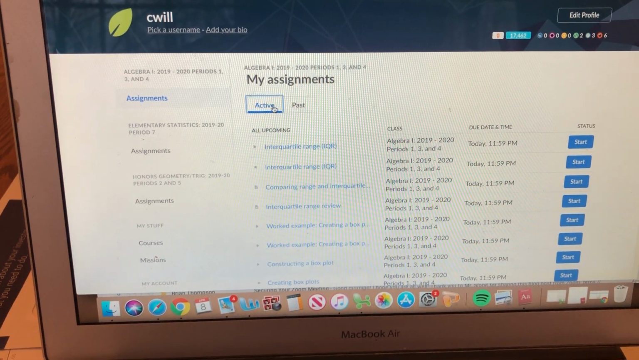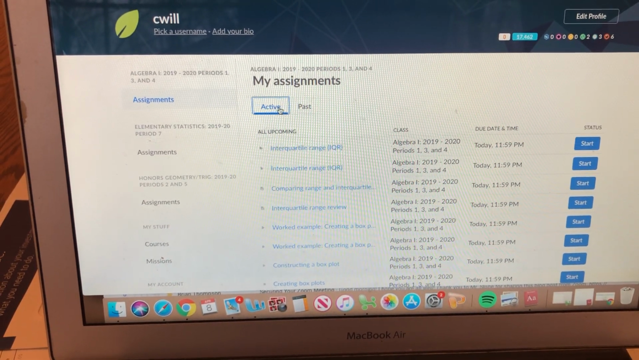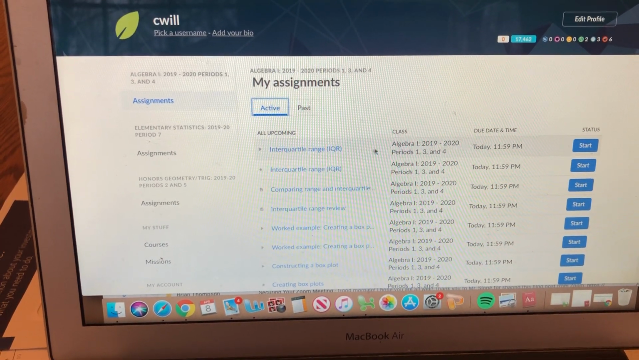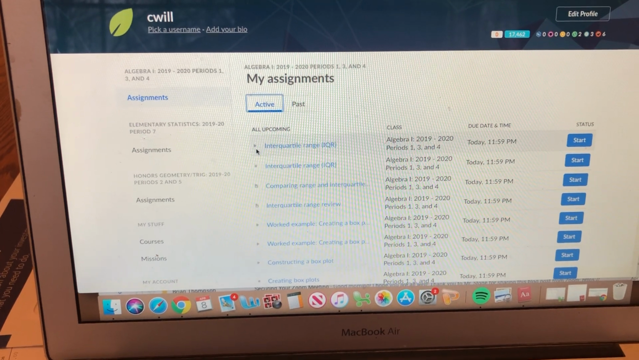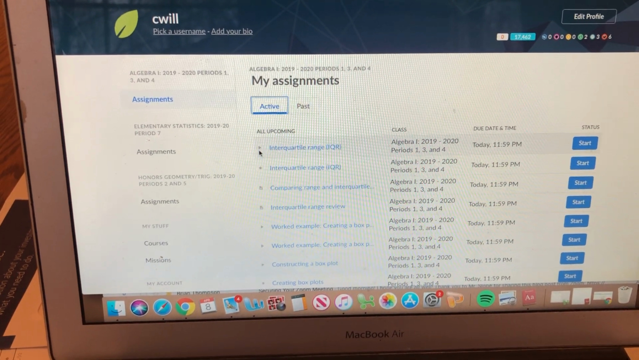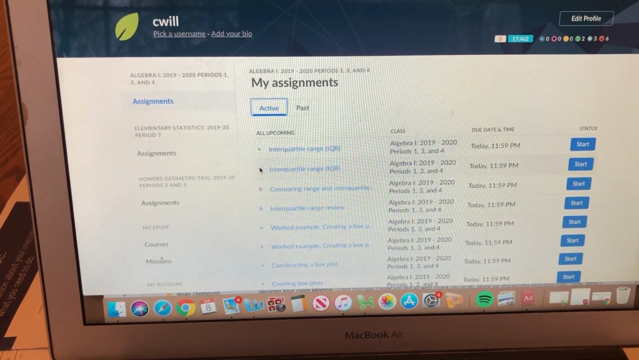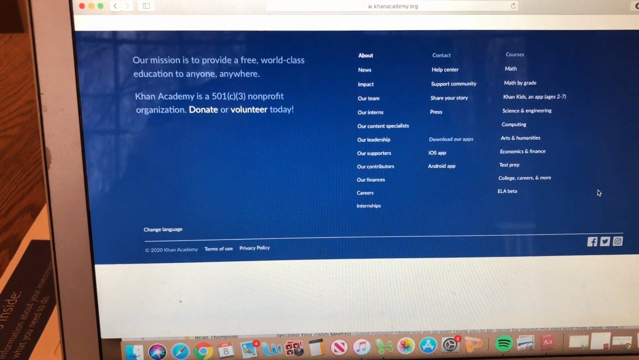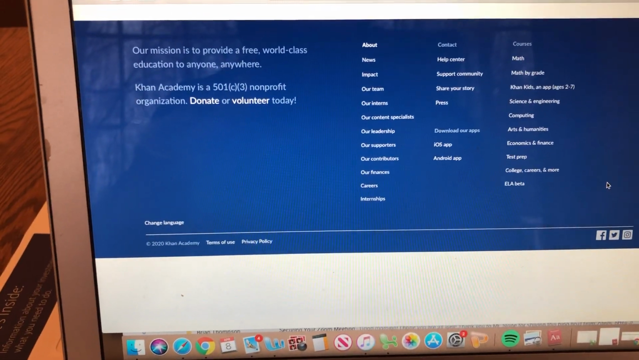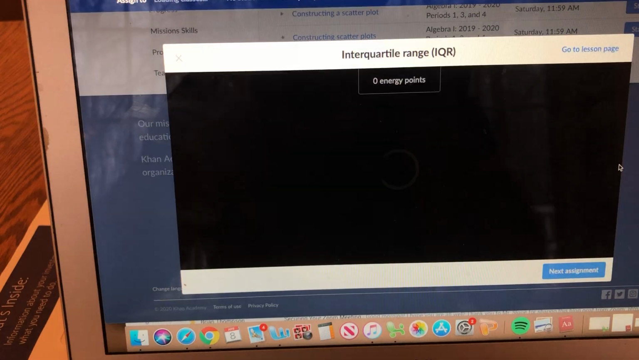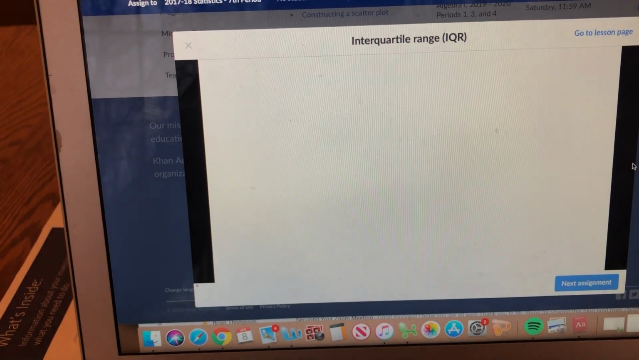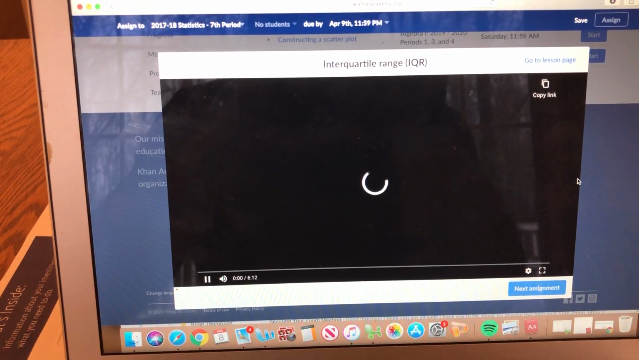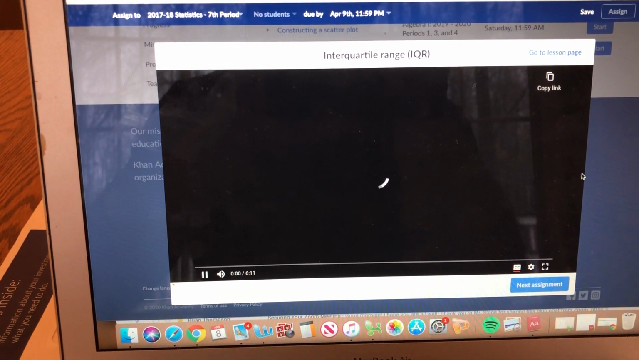So, all right, we're here, and it's really this simple. The first lesson I need to do is interquartile range. The little triangle is telling me that this is going to be a video lesson. So I'm going to click start on this.